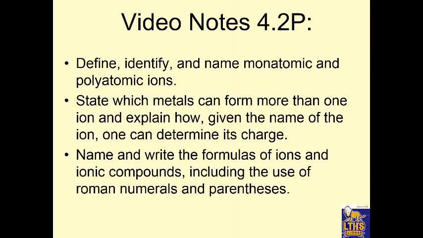All right. The 3 things we learned in this video notes, we went over this. Hopefully you know the metals that can form more than 1 ion. Those are the transition metals. They can lose 2 electrons, 3 electrons, 4 electrons. And then make sure you can write the formulas of ions and ionic compounds, and then use Roman numerals when you need to, and parentheses when you need to.